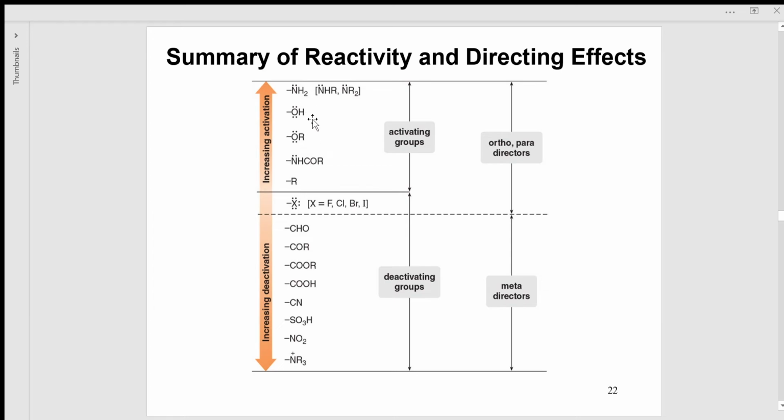Normally, activating groups give you ortho or para substituted product. The electron withdrawing groups are deactivating groups. Deactivators give you meta substituted product. But halogens, like chlorobenzene or bromobenzene, are ortho para directors and give you ortho para substituted product. But they are considered deactivating groups. Again, this is the only special case.